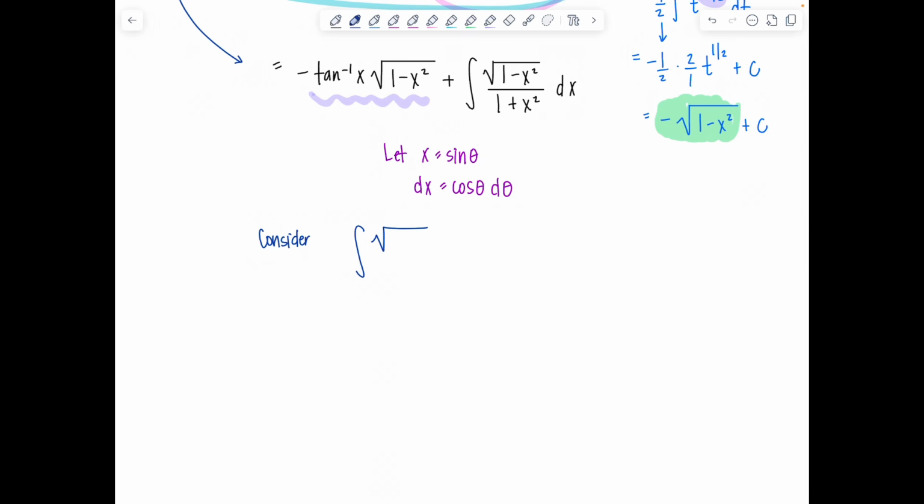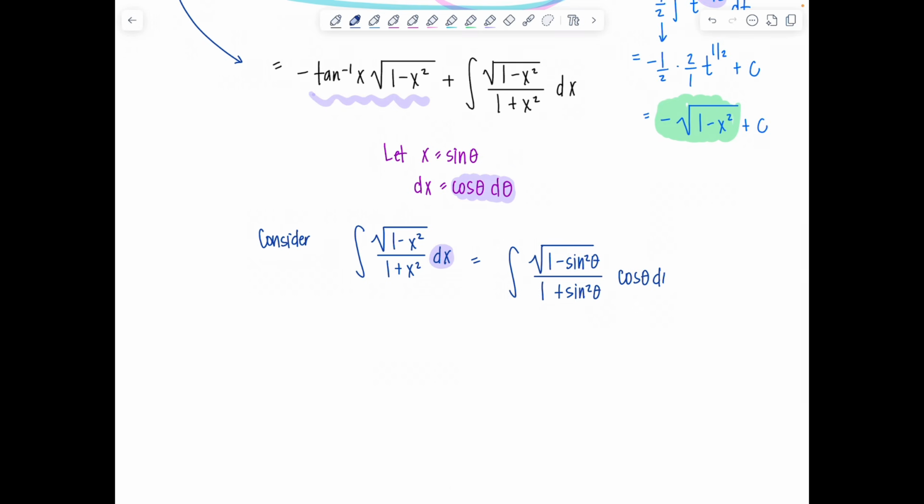Because we want to be proper, not pretend like we're working on the whole problem still. We're just doing this. Okay. So then this would become now the integral of the square root of 1 minus sine squared theta over 1 plus x squared, which would be 1 plus sine squared theta, right? And then who's dx? dx is all of this: cosine theta d theta.